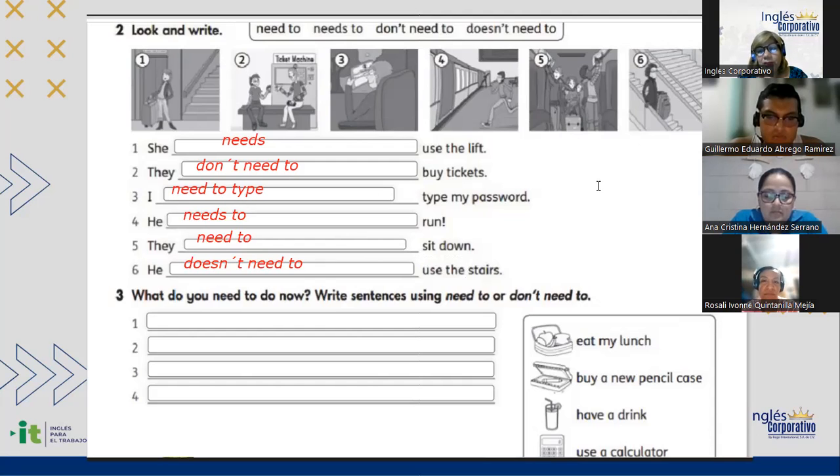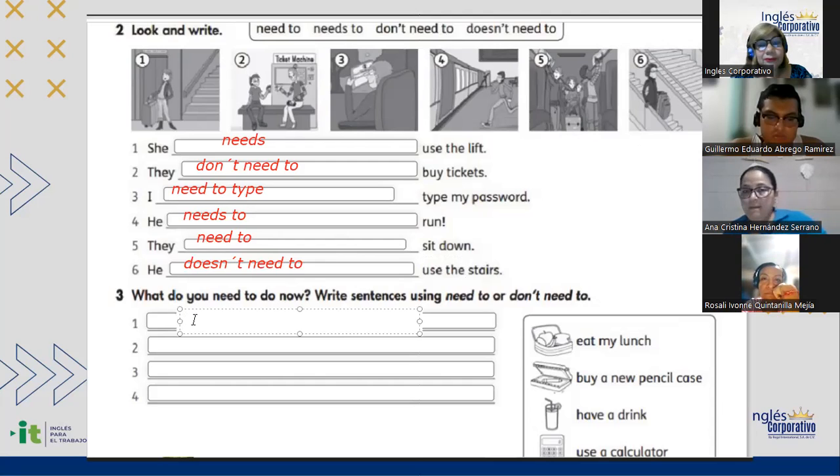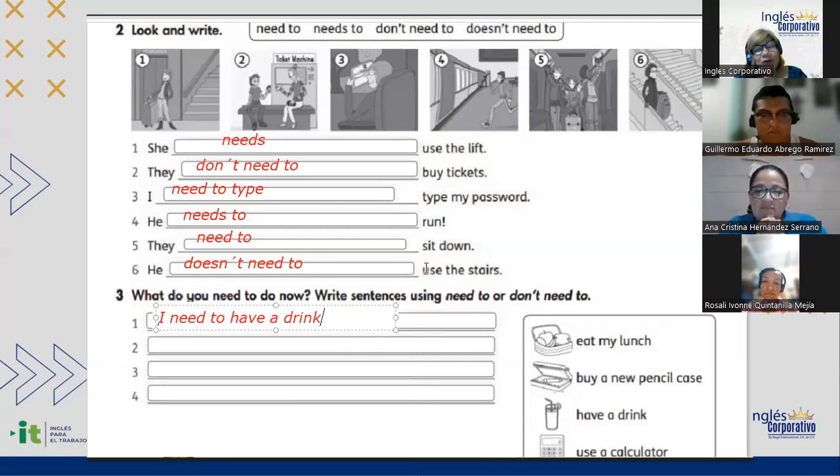I'm going to take four students. Okay, I'm going to select Ana Cristina. Can you help me with the number one? Maya. I need to have a drink. A drink. But not a beer. No, hasta mañana. Pero después de la clase. Sí, sí, sí, sí. Okay, you need to have a drink like orange juice, Coca-Cola.